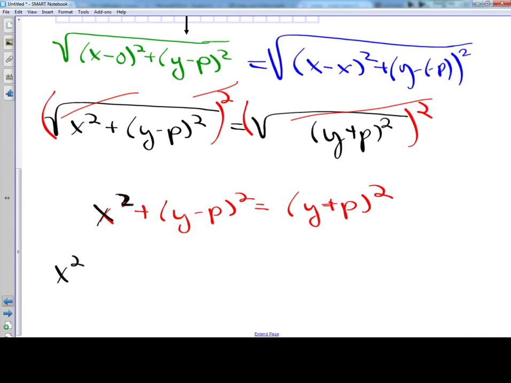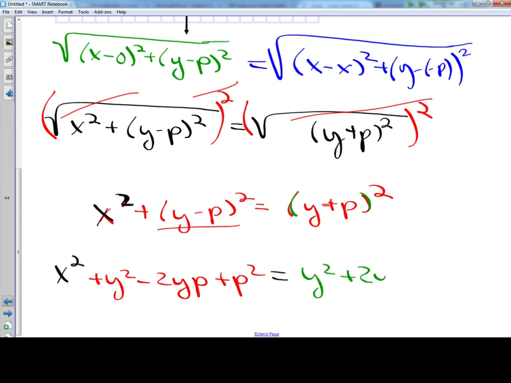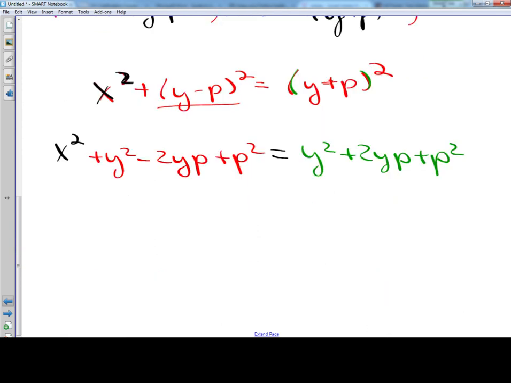So x squared is just by itself. Here's how I'm expanding this part of it. That should read y squared minus 2yp plus p squared. That equals, and I'll do the next part in green. Why is that 2y? It's a perfect square. I'll get 2 of those. Over here I should get y squared plus 2yp plus p squared. So let me raise this up a little bit. You can see what I've got.